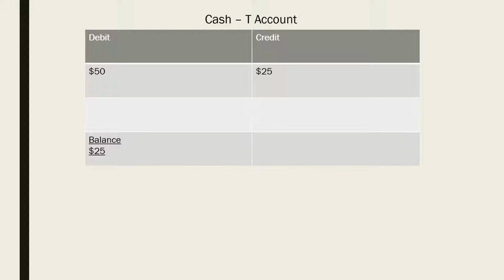A debit is always an asset. Thus, if you had more in the credit balance on your cash T account, like if you had $75 that you paid out for the supplies expense, then you would have overdrawn your cash. Thus, this would become a liability.